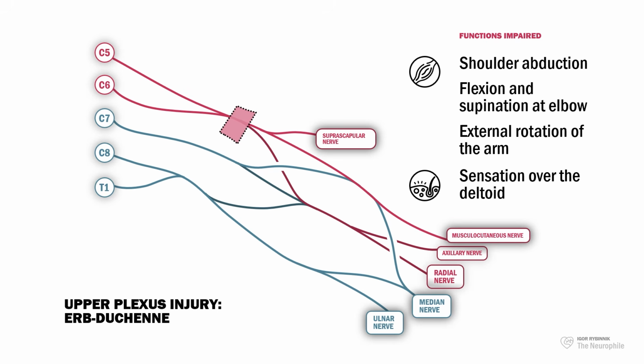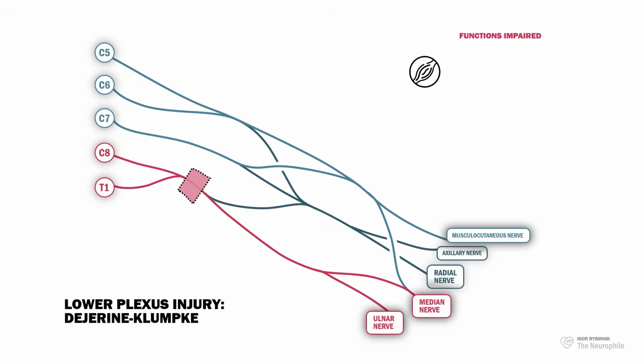Middle plexus lesions are pretty uncommon, so let's pretend they don't exist. Onward to lower plexus injuries. Lower plexus injury is also called Dejerine-Klumpke syndrome. Trauma can definitely cause this injury too, but don't forget about compression injuries, like by a Pancoast tumor in the lung apex or even an aortic arch aneurysm. Here, the affected nerve roots are C8 and T1.